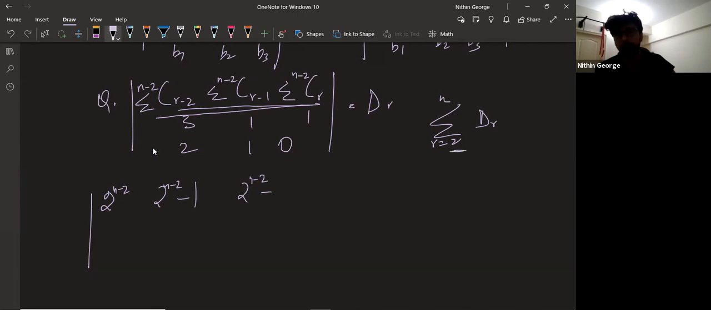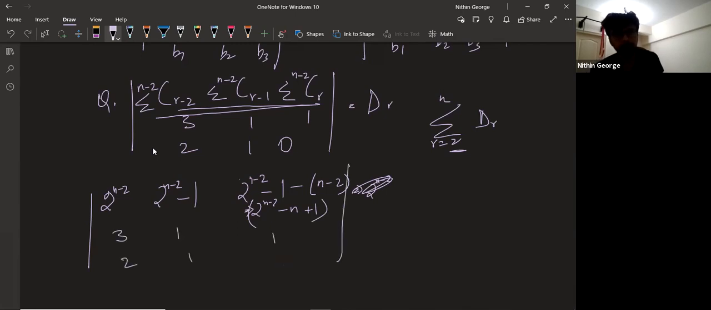So R equal to 0, R equal to 1 terms are brought into this. Okay, so minus N minus 2 C0 is 1, minus N minus 2 C1 becomes N minus 2. So this becomes 2 power N minus 2 minus 1 minus N plus 2. Okay, so plus 2 minus 1 becomes plus 1. What do you get here? Then you get 3, 1, 1 and 2, 1, 0 here.